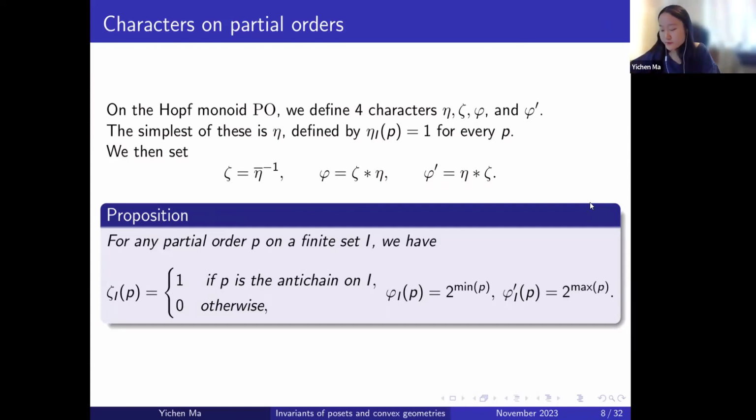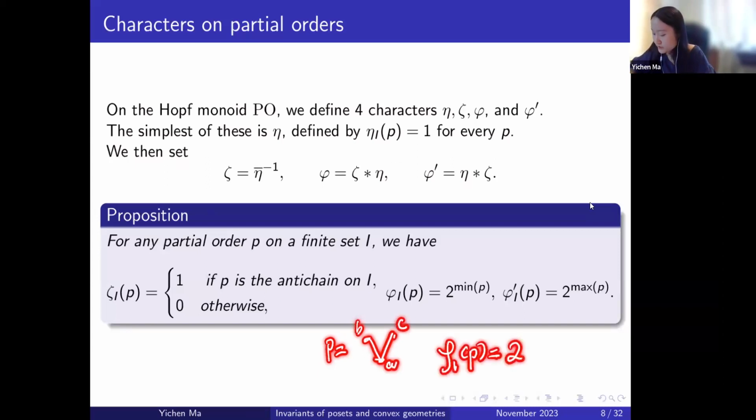So zeta sends p to 1 if p is an anti-chain, which means there are no relations in p, and 0 otherwise. And for phi, this is 2 to the power of the number of minimum elements in p. And for phi prime, this is 2 to the power of the number of maximum elements in p. So for example, if p is this ABC, then phi of p is just 2, and phi prime of p, this is 2, 2, 2, and this is 4.